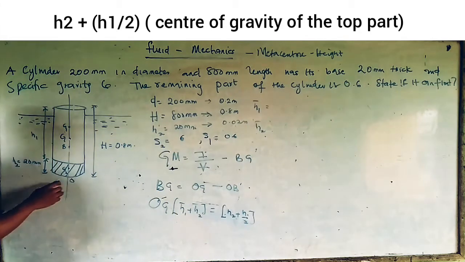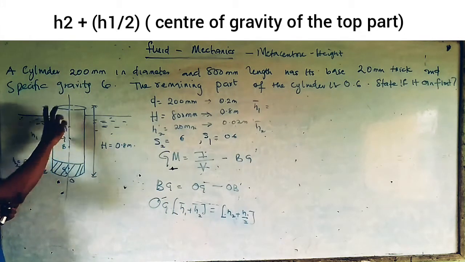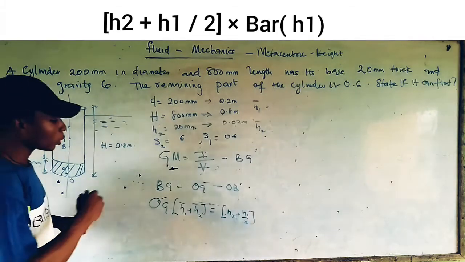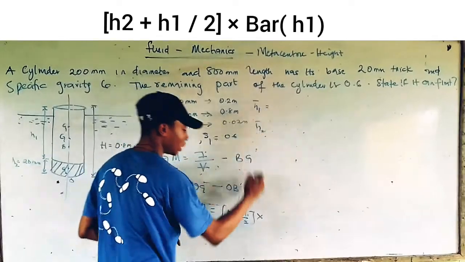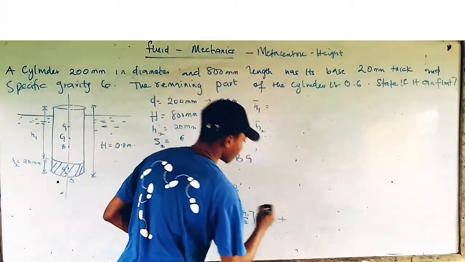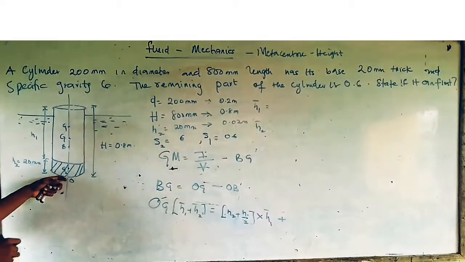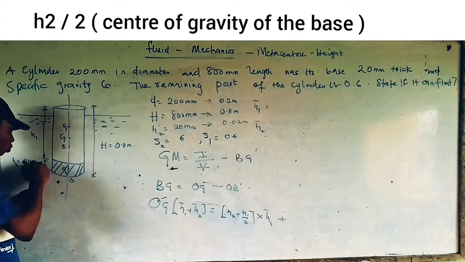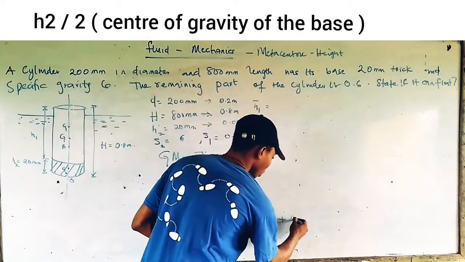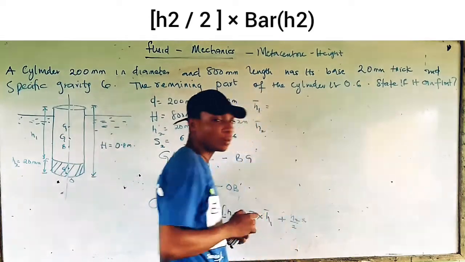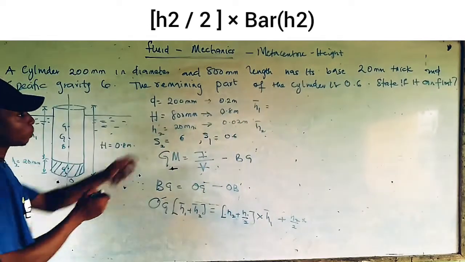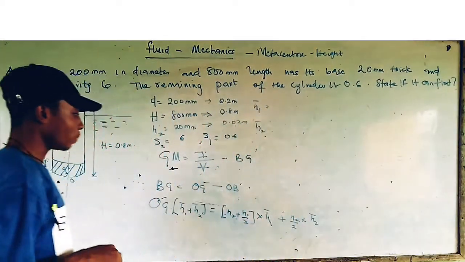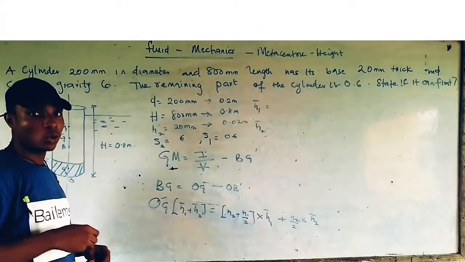The center of gravity, taking the distance from O to the center of gravity of the top part of the cylinder, will include this distance plus this distance divided by 2. So, multiplied by the depth of immersion of the top cylinder, which is H1, plus the center of gravity of the base of the cylinder, which is OG2. So, from O to OG2 is H2 divided by 2, multiplied by the depth of immersion of the base of the cylinder, which is H2. So this is basically how we are going to look for the OG.